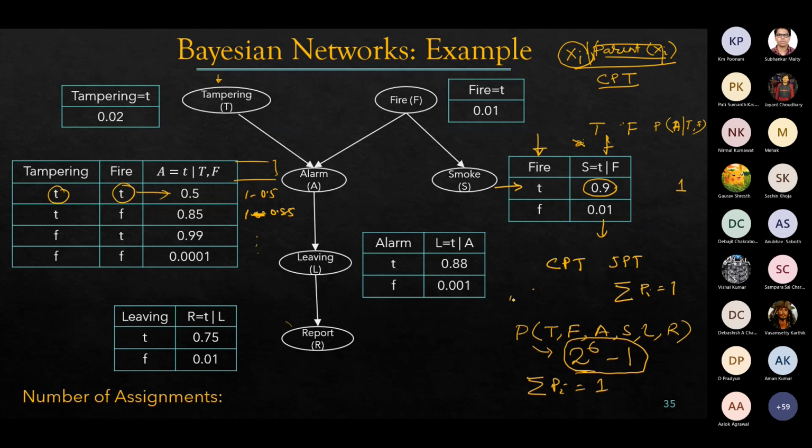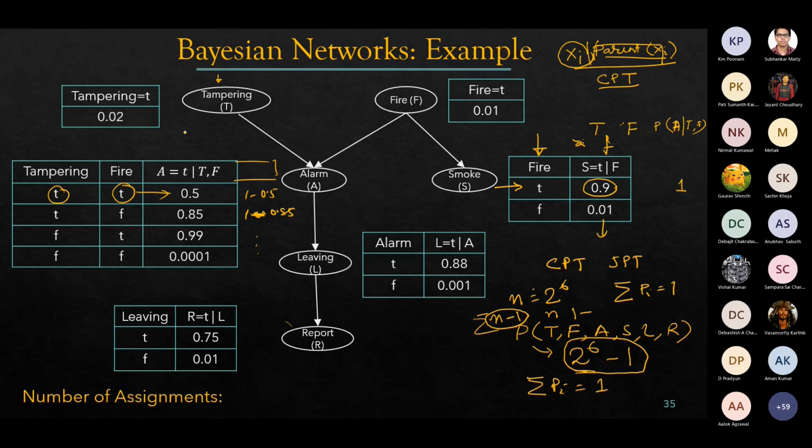So let's say we have this 2 to the power 6 equal to n. Let us assume this, right? Now, if I know the probability values of n minus 1 assignments, the nth assignment will be obtained just by doing 1 minus the sum over these probability values, isn't it? So that's why we need 2 to the power 6 minus 1 assignments.